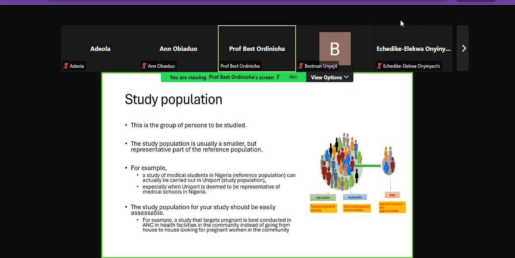So if you are carrying out a study amongst married women in Kreka, Calabari area, you have to tell us the kind of marriage they have, the common type of marriages they have, because it can affect what you are studying. So give us something about the study population.